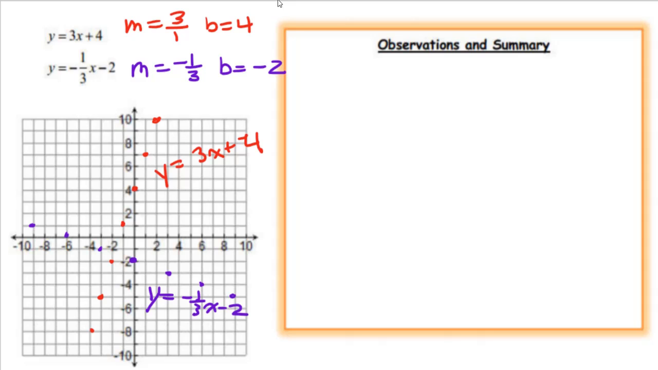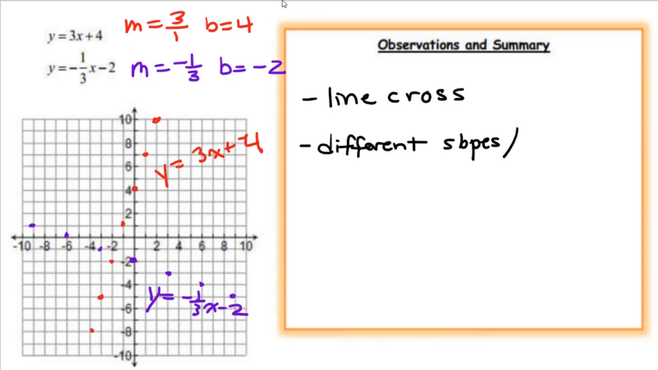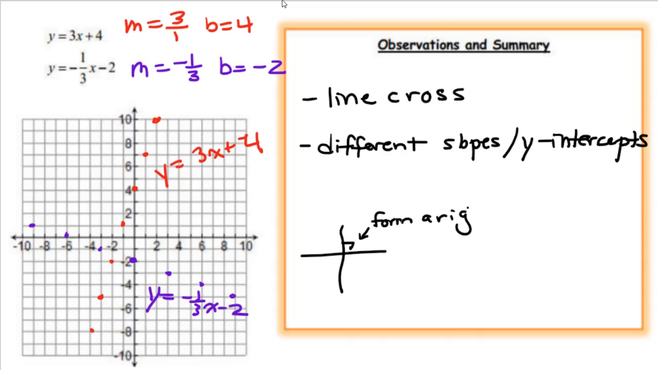So what are we noticing? Well, I noticed that this time, as opposed to last time, the lines cross. Let's talk about slope and y-intercept like we did before. They have different slopes and different y-intercepts. Now there's something unique about the slopes, and they're crossing in a very particular way. When these lines cross, they actually form a right angle. And that's another word that we're going to learn today.